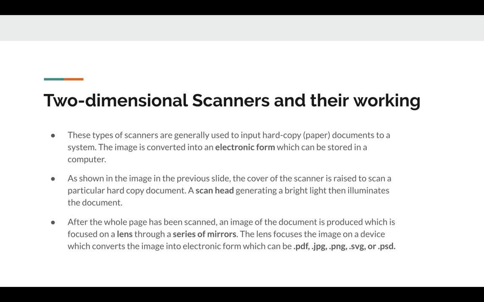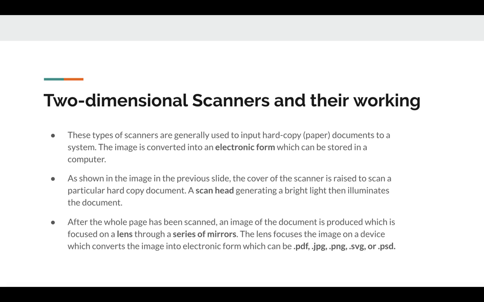Two-dimensional scanners and their working. These types of scanners are generally used to input hard copy paper documents to a system. The image is converted into an electronic form which can be stored in a computer. As shown in the image in the previous slide, the cover of the scanner is raised to scan a particular hard copy document. A scan head generating a bright light then illuminates the document.